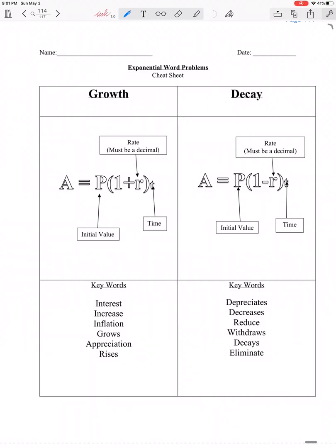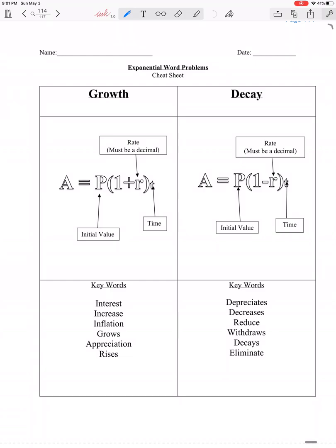So we've been talking about exponential functions all last week. Today we're going to be working on exponential word problems. Now I like exponential word problems because they are real world situations, and it's something that I find you might find interesting, as you may be able to apply it to your everyday life.